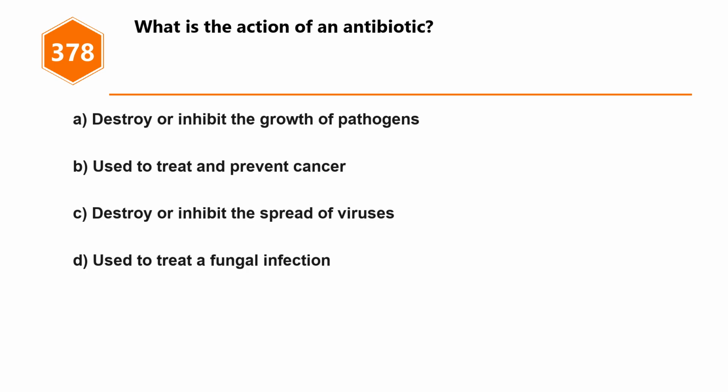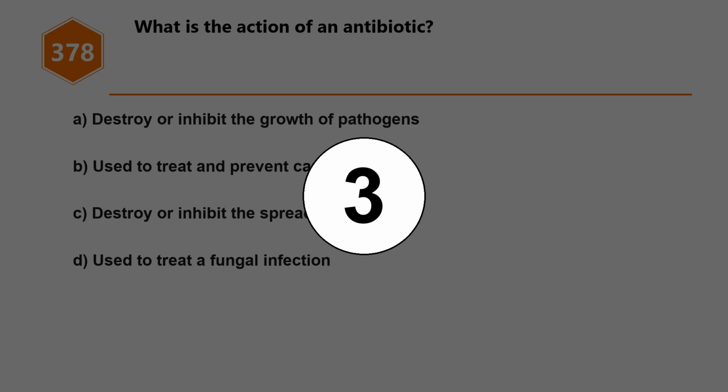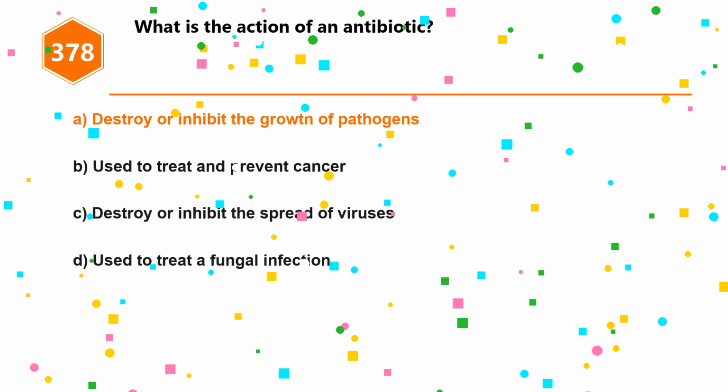Question 378. What is the action of an antibiotic? Option A, destroy or inhibit the growth of pathogens. Option B, used to treat and prevent cancer. Option C, destroy or inhibit the spread of viruses. Option D, used to treat a fungal infection. The correct answer is option A, destroy or inhibit the growth of pathogens.